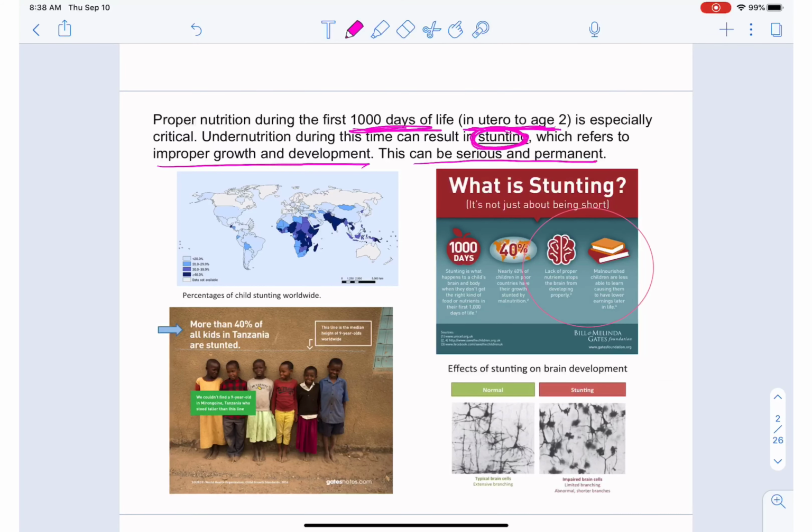With regards to physical development, this is a picture from some kids in Tanzania, and this is the median height of 9-year-olds worldwide. And more than 40% of all kids in Tanzania, which is an African country, did not meet that median height due to improper nutrition during these first 1,000 days of life.